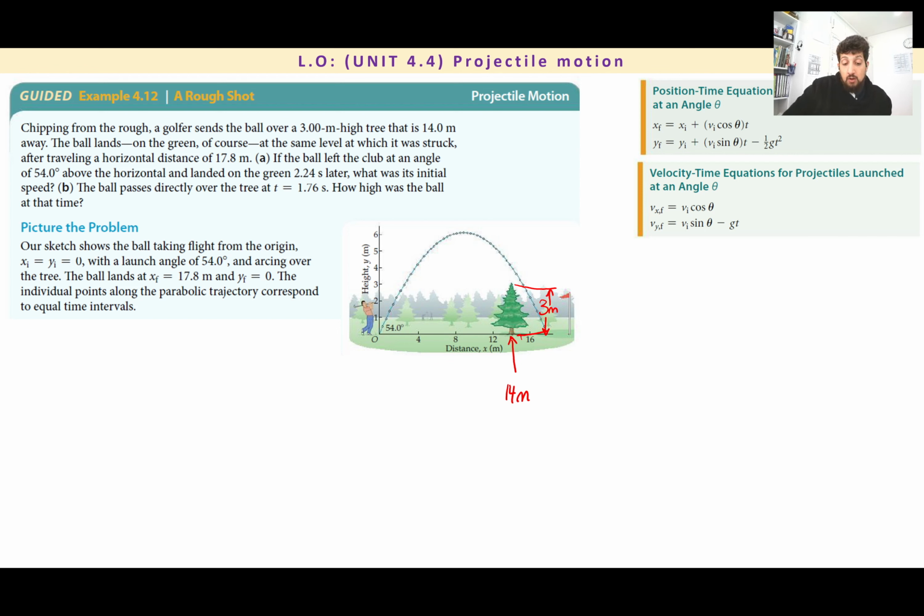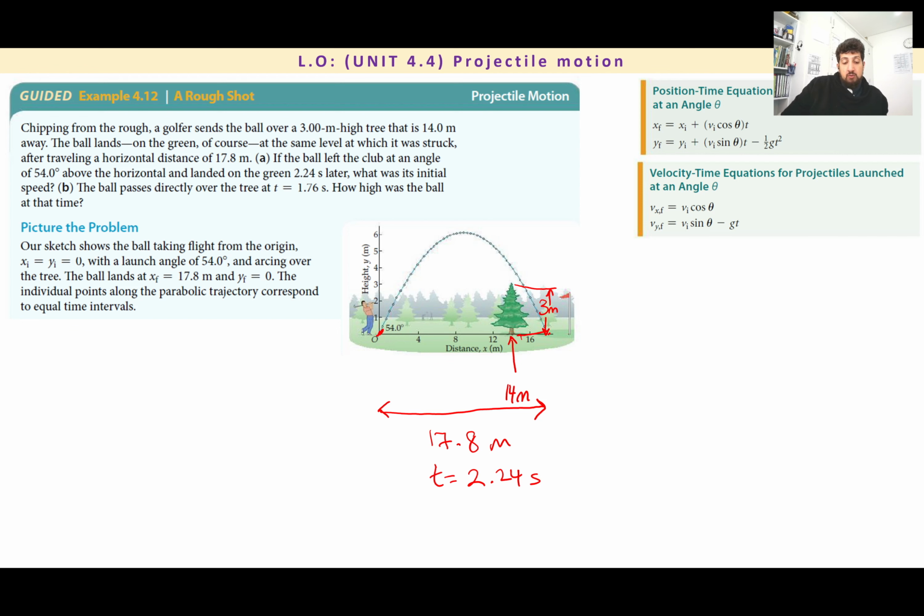Okay. The ball lands on the green, of course. So the ball goes from the green all the way to the green, and it's on a flat surface, at the same level at which it was struck, after traveling a horizontal distance of 17.8 meters. So basically the whole distance, the horizontal distance from when it was launched to when it landed, is 17.8 meters. Okay, if the ball left the club, the club is the thing you use to hit the ball, at 54 degrees above the horizontal and landed on the green 2.24 seconds later, okay, so the time is 2.24 seconds.